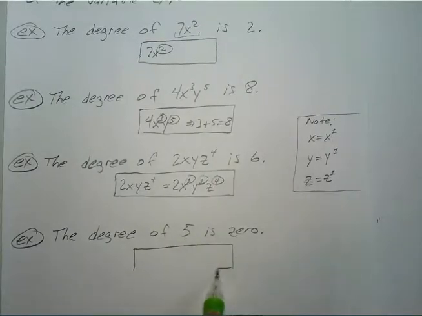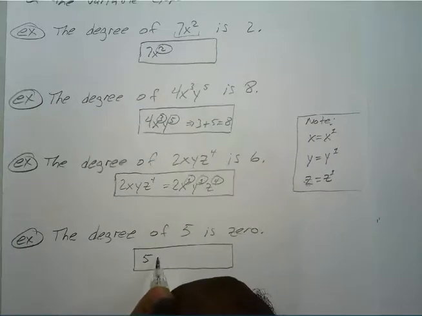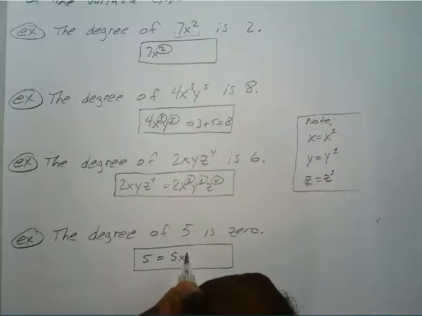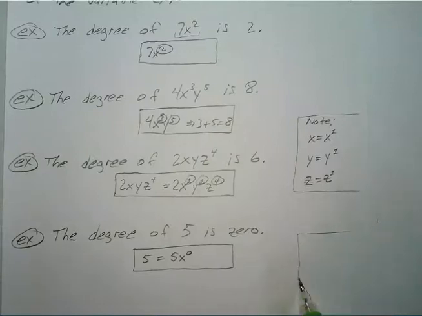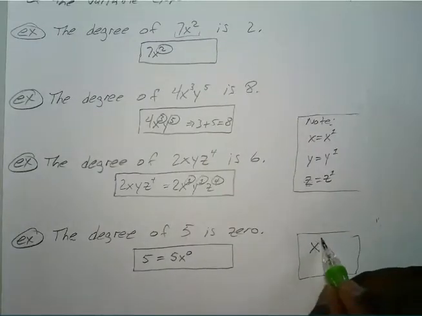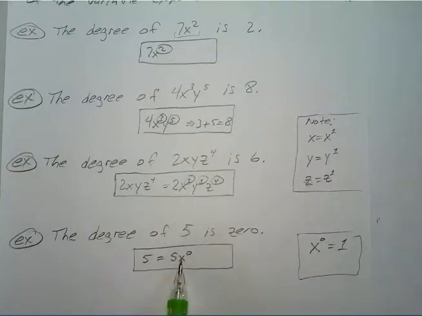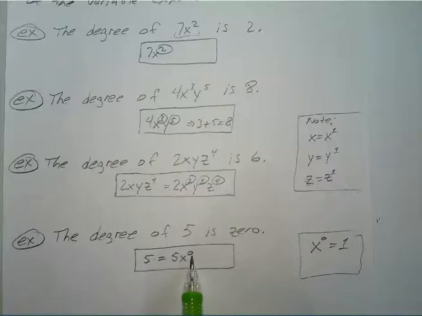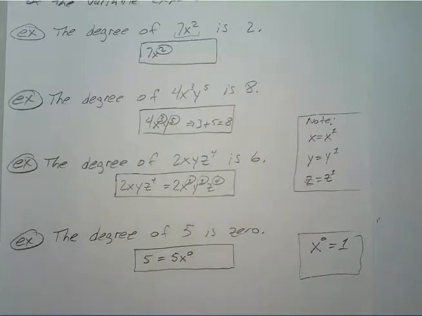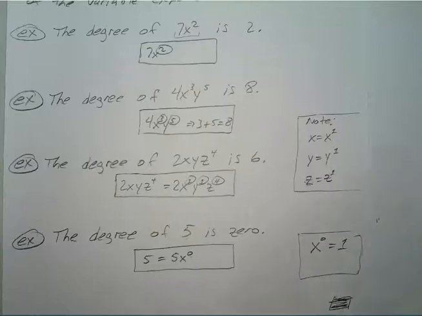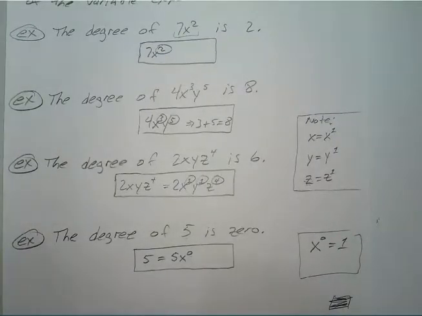It's because 5 is the same as saying 5x to the power of 0. Remember that anything raised to the power of 0 is equal to 1. So this is just like saying 5 times 1. So when you add together all of your variable exponents, you have a 0. So that's why the degree of a constant is just 0. If you are still writing, feel free to press pause, but we're going to continue this on the next page.